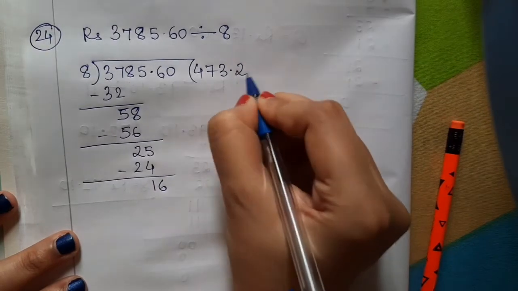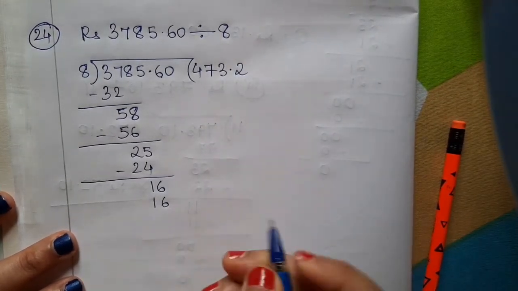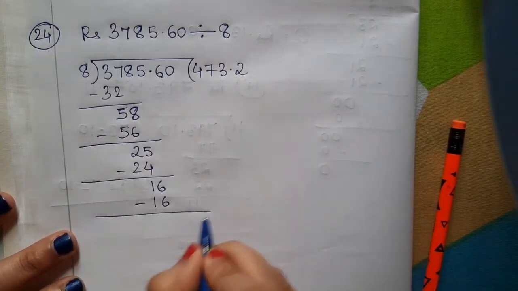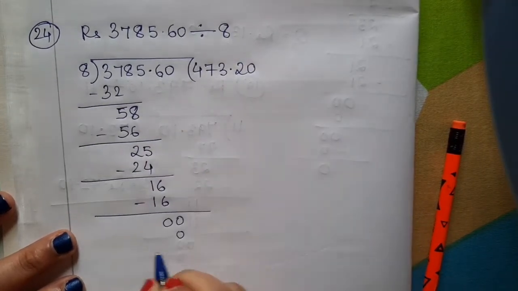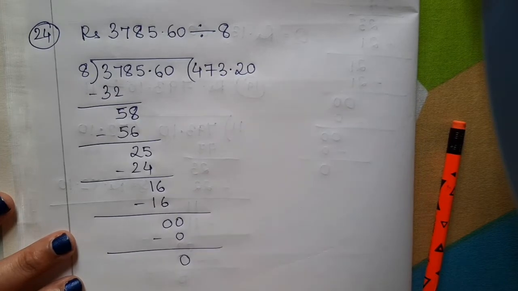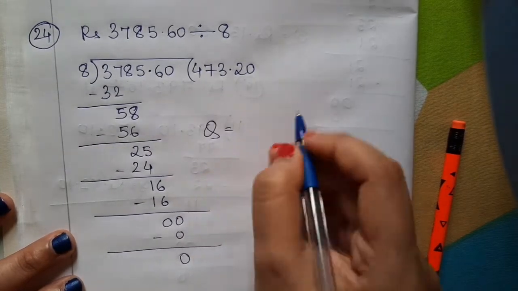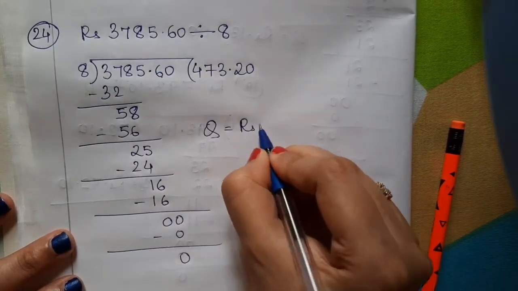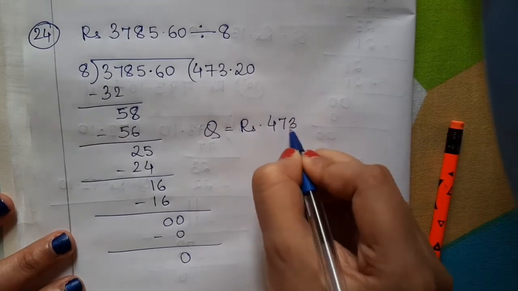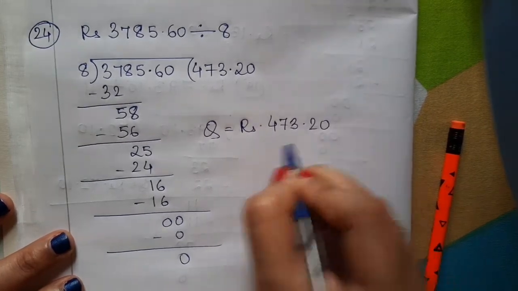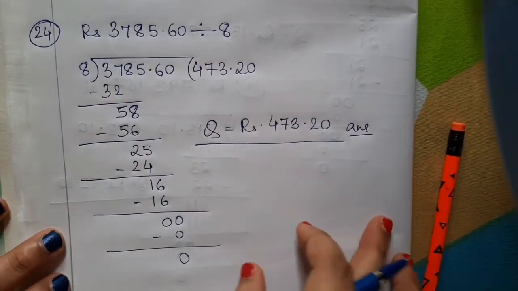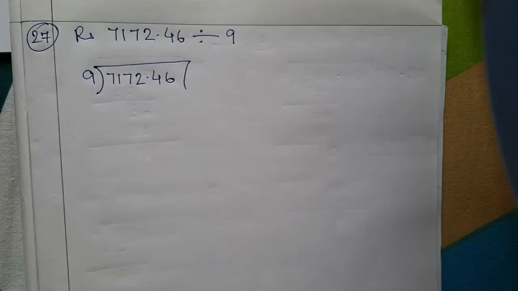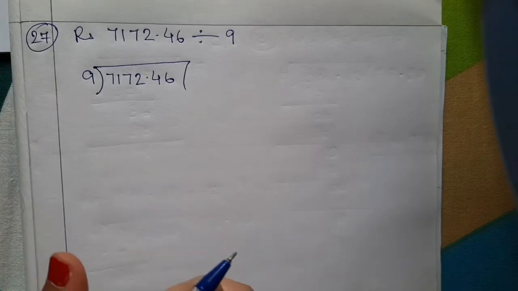8 2s are 16 minus 0. There is a 0. 8 zeros are 0 minus 0. So our quotient becomes how much? Rupees 473.20. This becomes our answer to this question. Now let's solve question number 27.